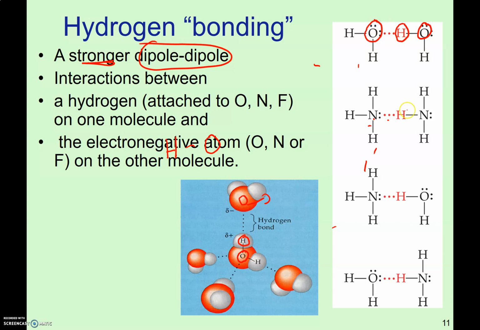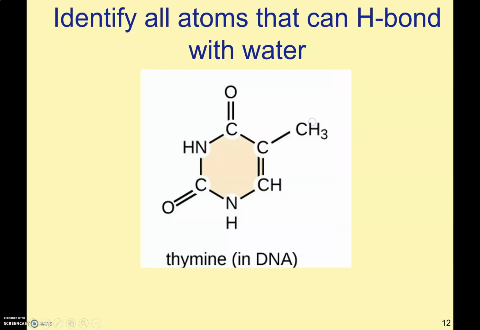Same thing in this situation. We have a hydrogen attached to a very electronegative element, and remember, the very electronegative elements are O, N, and F. And it can hydrogen bond to another molecule that has a very electronegative element. And these cases show all sorts of different scenarios in which ammonia, this is ammonia, and water can hydrogen bond with each other. So here we're going to identify all atoms that can hydrogen bond with water.